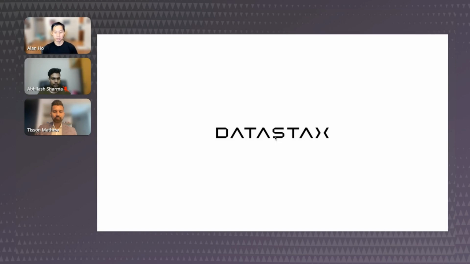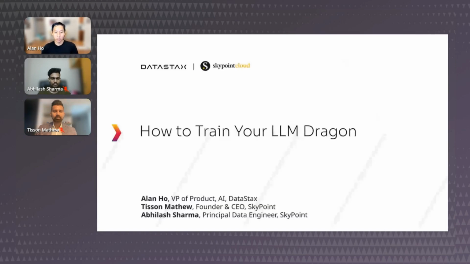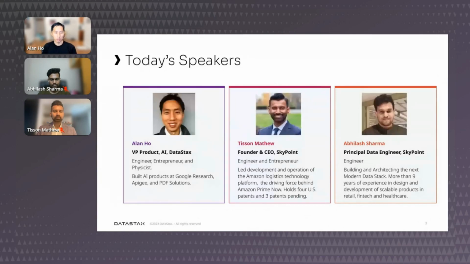All right, welcome everybody. Today we're going to talk a little bit about how to train your LLM and take it into production. My name's Alan Ho. I'm the VP of Product at DataStax for AI. I focus on building products. Previously, I worked at Google Research. I worked at companies like Apogee and PDF Solutions, and I'm a physicist by training.